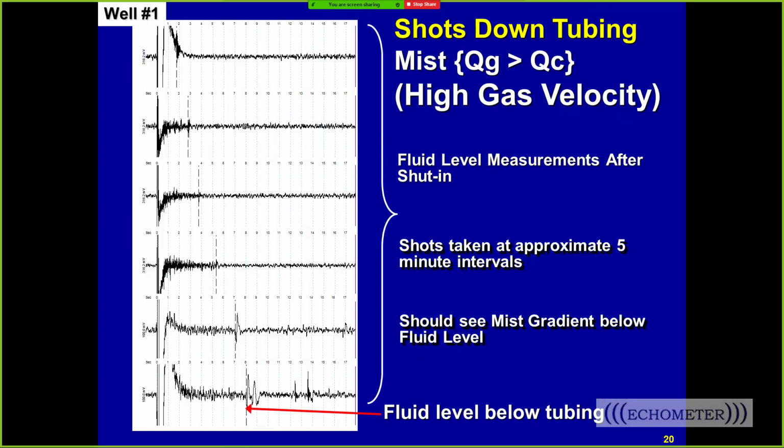And so here's these fluid level shots. We started shooting this well, and the first shot was at the surface, and this is the second shot, and we can see an echo. Now this well has a cloud in the tubing, and a cloud in the tubing is a mist. And so if you think about this kick right here, and that kick, and that kick, and that kick, and that echo, those are the echoes in the tubing.